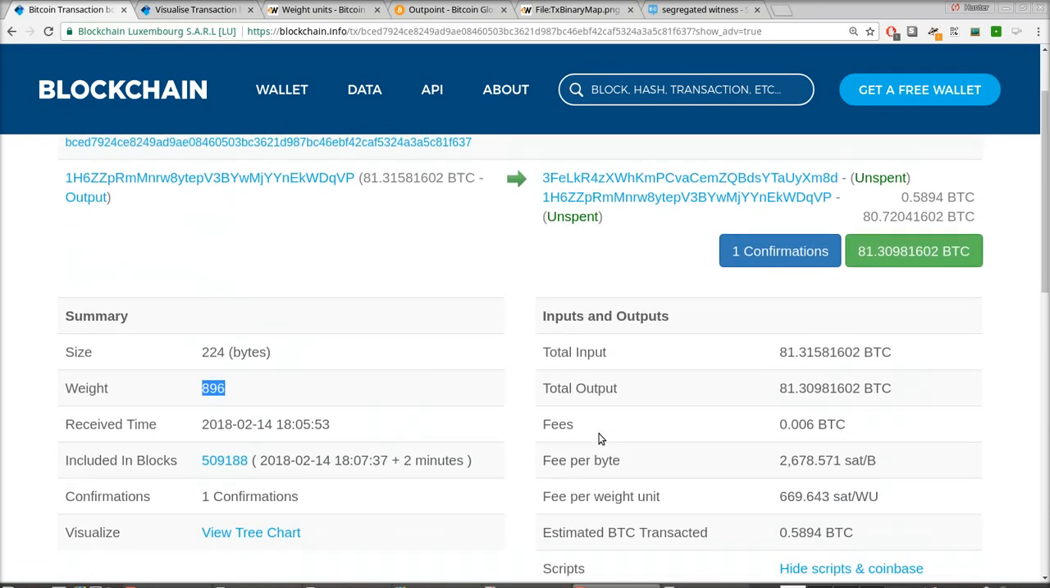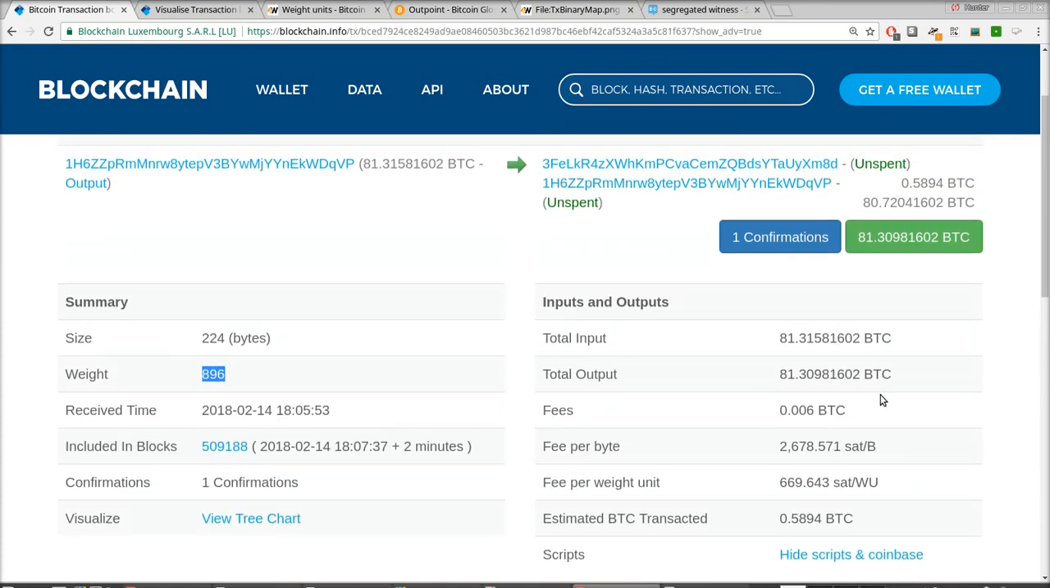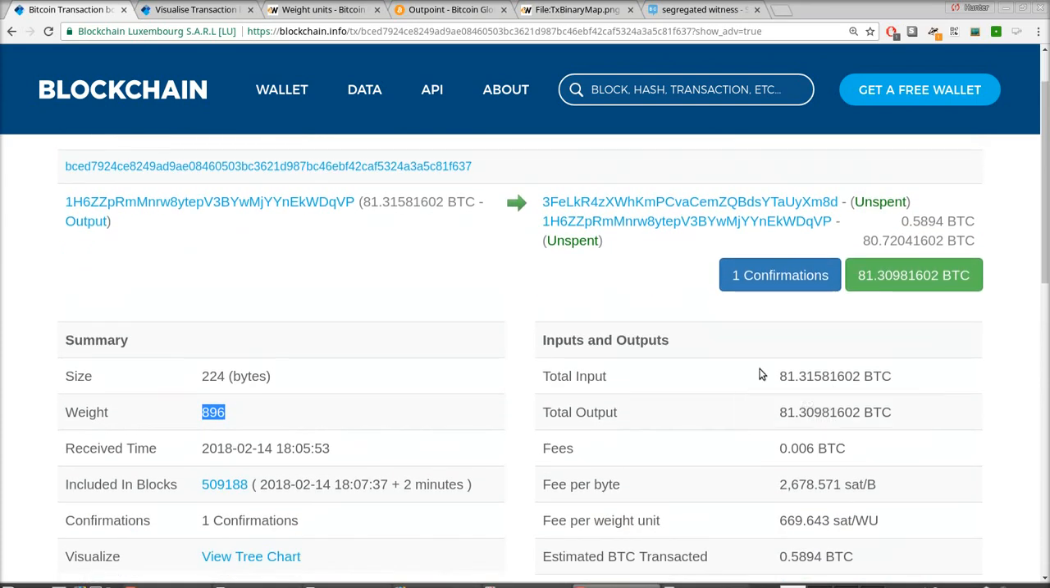All right, so now this discusses the inputs and outputs. This is interesting. Is this right? Oh, I see. Okay. So what is this number? Total input. So that's the sum of all the inputs. There's only one input in this transaction, so that's very easy. That's just that number. Now the total output is the sum of these two.